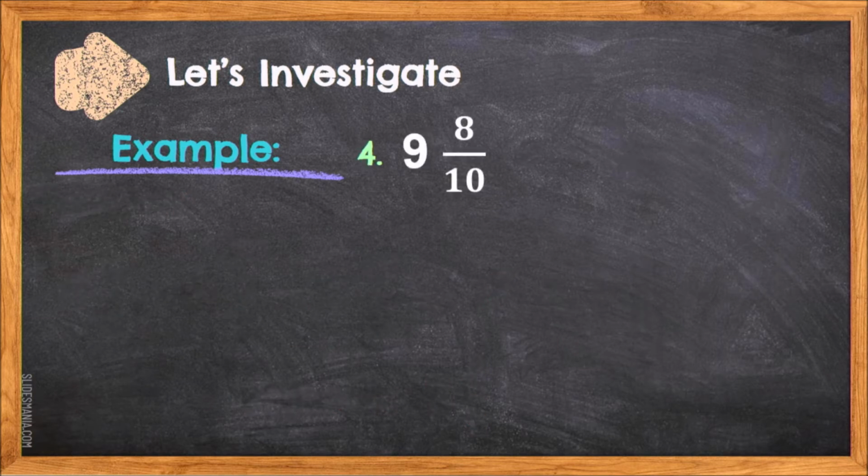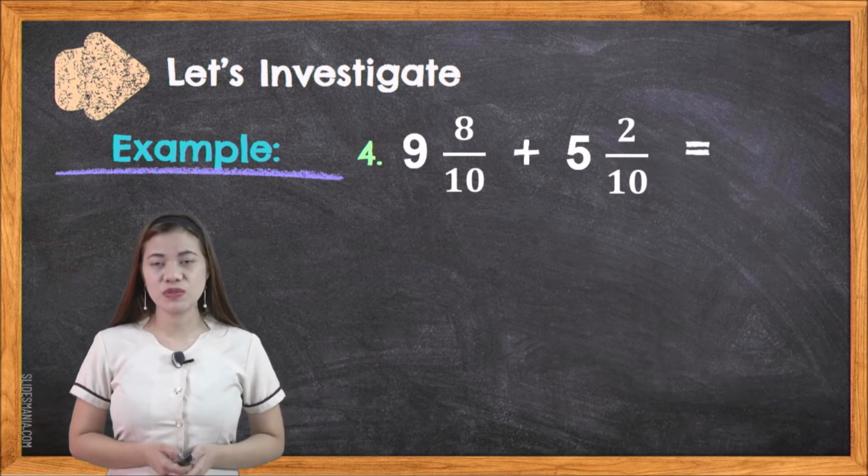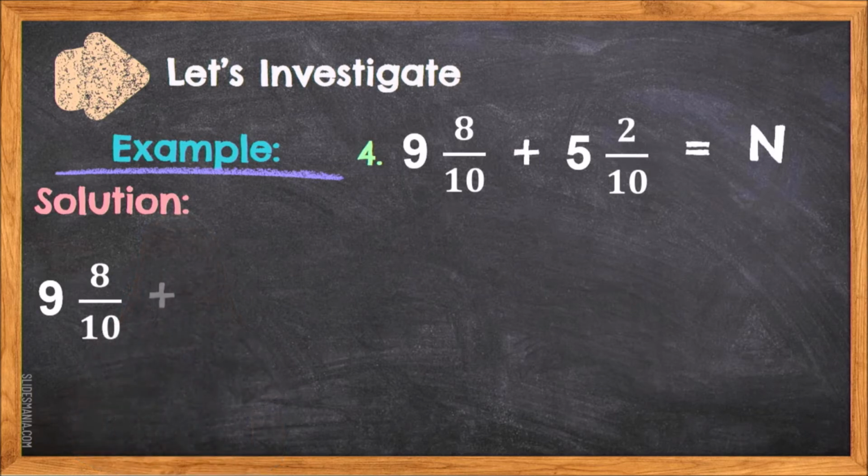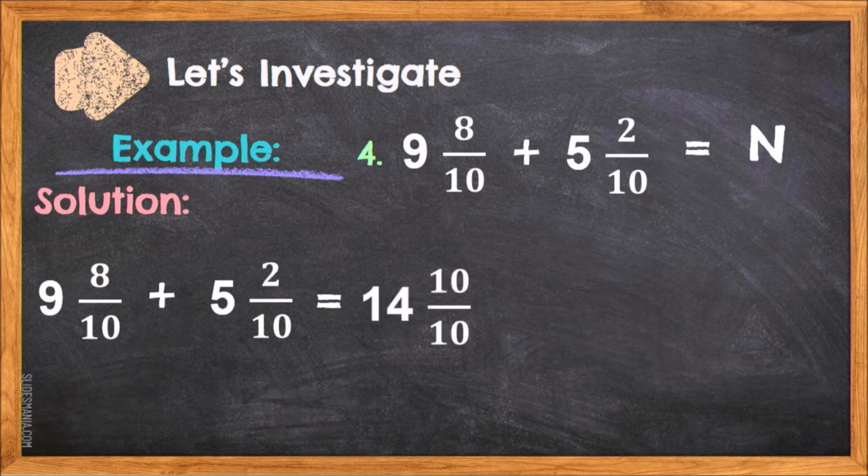Okay, next, example number 4, we have 9 and 8/10 plus 5 and 2/10 is equal to n. So here's the solution. 9 8/10 plus 5 2/10. Okay? So let us find the answer. Of course, we need to add first the 9 and 5 because those are the whole numbers. So 9 plus 5 is equal to 14, and then followed by the numerators, which are 8 and 2 is equal to 10. So here's the final answer.